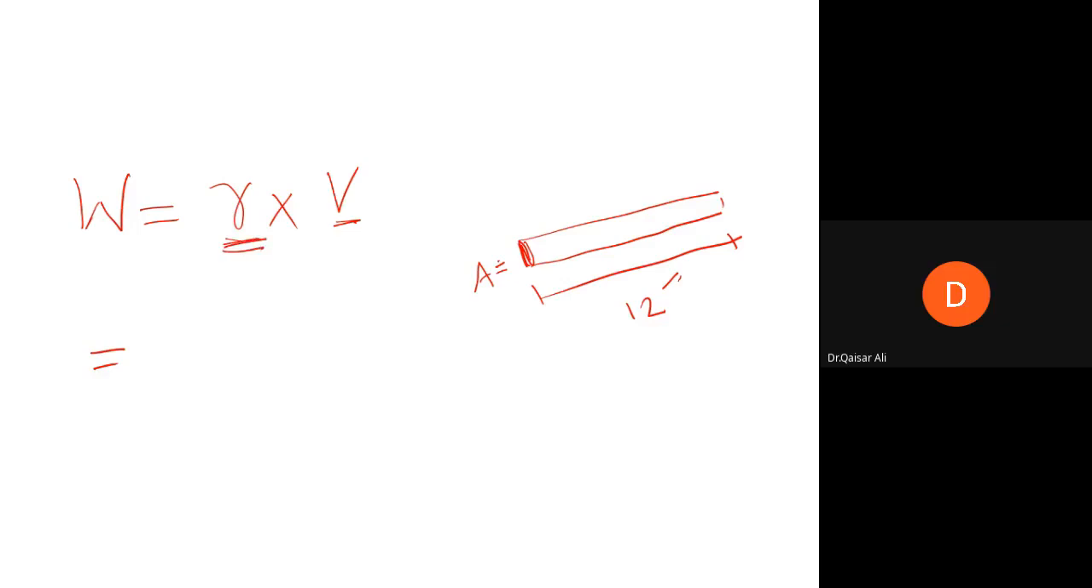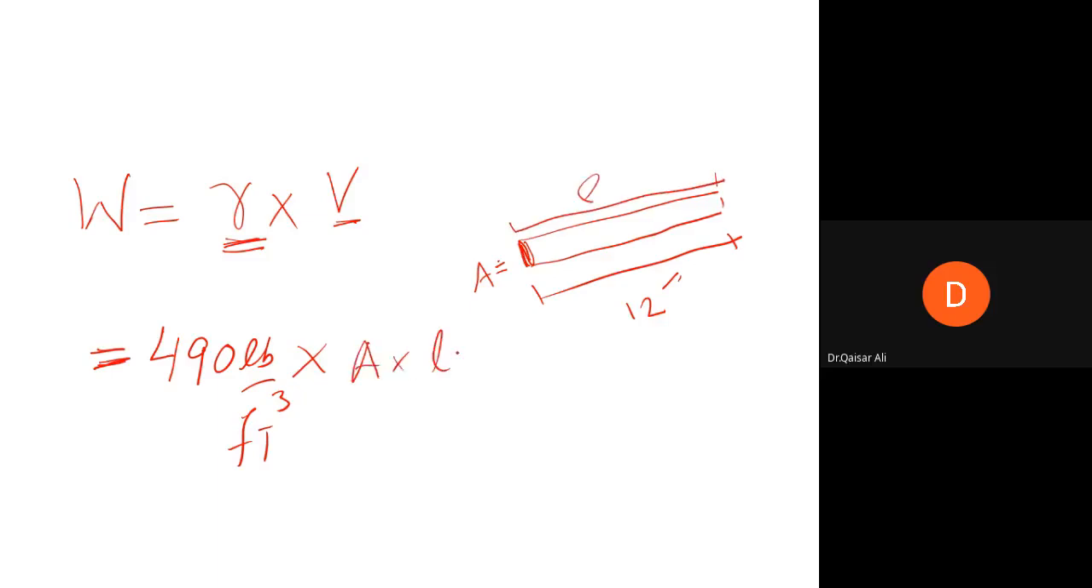Gamma of density. What is the weight density of steel? Anyone from you? It is 490 pound per cubic foot. The density of steel is 490 pound per cubic foot. And the volume of steel will be area into the length. And area is pi by 4 d square. Okay.